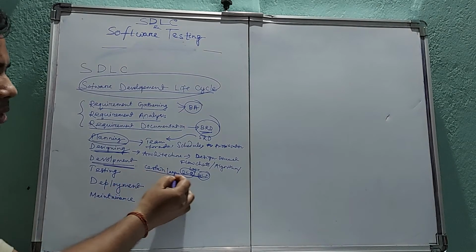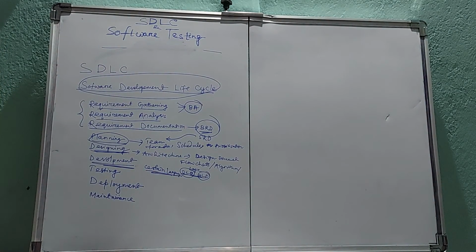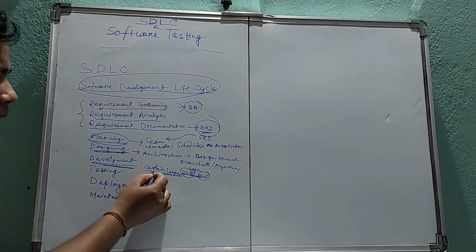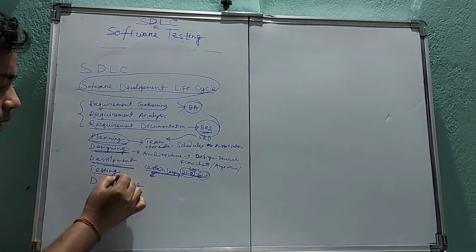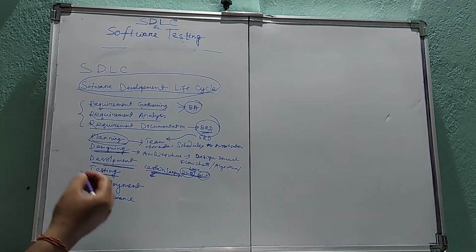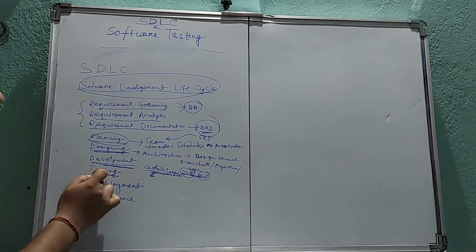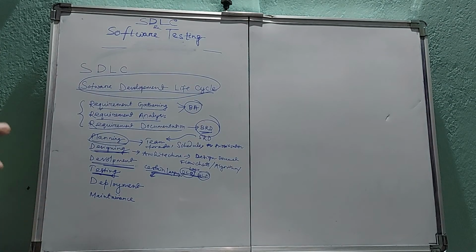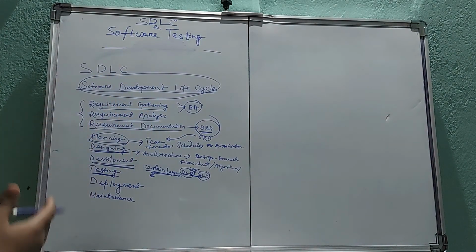Now once the development is done and the code is ready as per the requirement, then the next thing is testing. That means ready code is deployed to a testing environment, and there testing is done. Testing means we will see whether the created things are as per the requirement defined. So that's what we do in our testing.